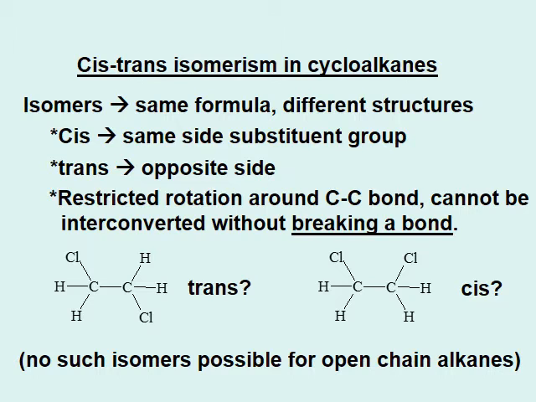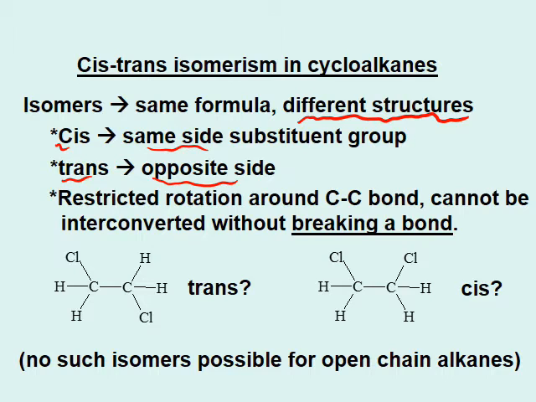Here we're going to discuss isomers. Isomers have the same formula but different structures. So basically they're different compounds even though they have the same formula. There are 2 types of isomers we are going to discuss here. It's called cis when substituent groups are on the same side, trans when those substituent groups are on opposite sides. Now keep something in mind. Quite often we are misled by this definition.